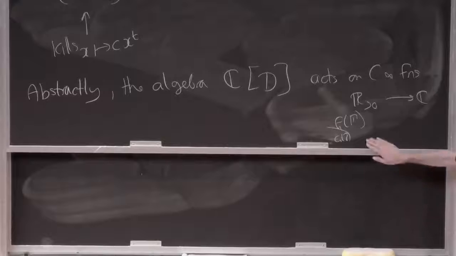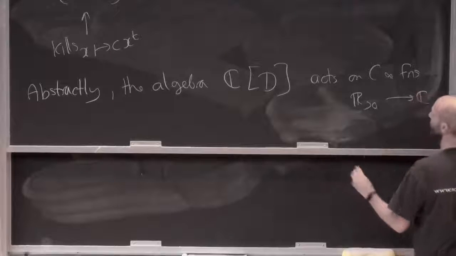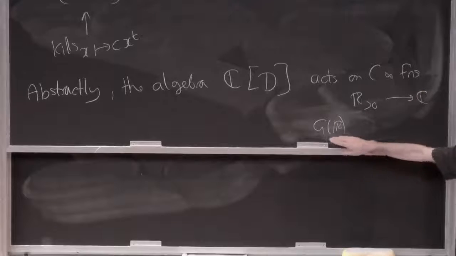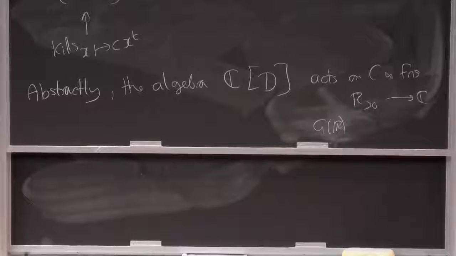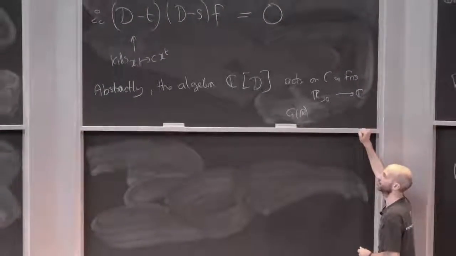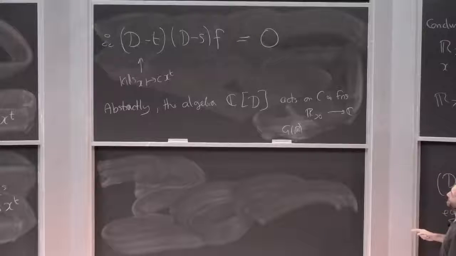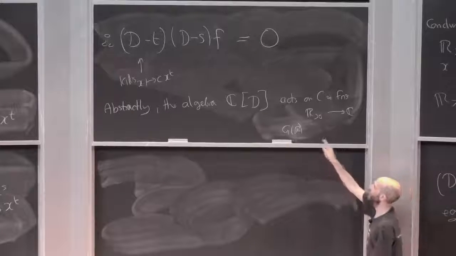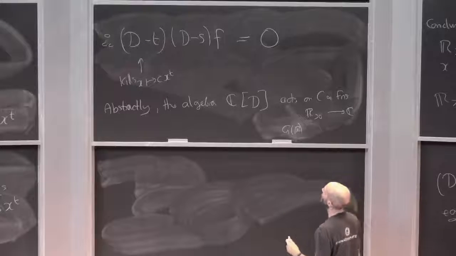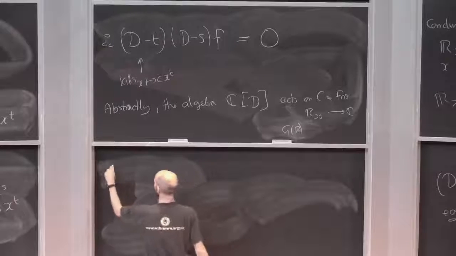This is G of R essentially. So this algebra acts on the C infinity functions, and we've seen the two functions we liked the look of. They somehow were annihilated by a finite index. They were annihilated by an ideal, right? A non-zero ideal.